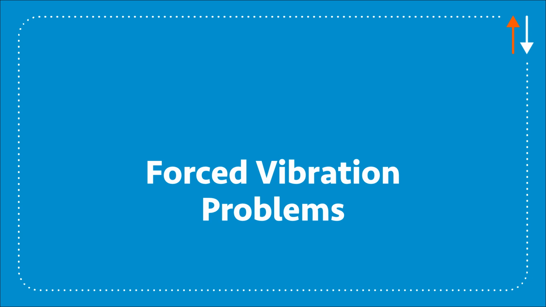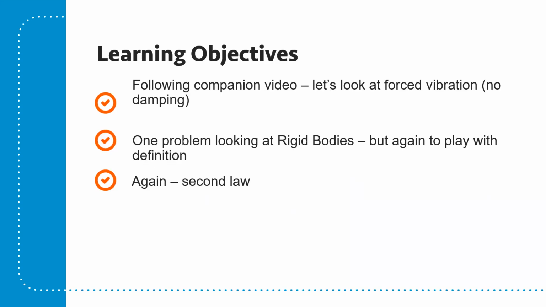I want to talk a little bit about forced vibration because that's a major component that we kind of rush towards the end of the lecture series. So in the following companion video, I'm just going to look at forced vibration, no damping. One problem looking at rigid bodies, but again, to play with the definition, and everything really comes down to second law.